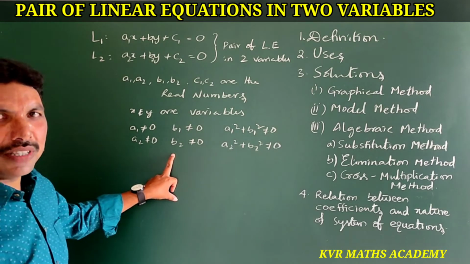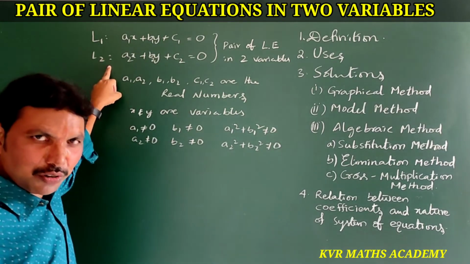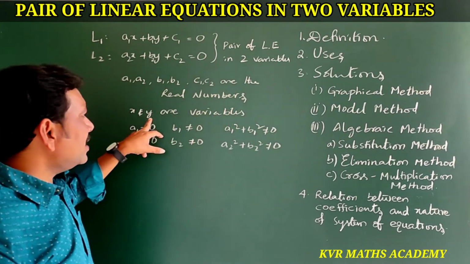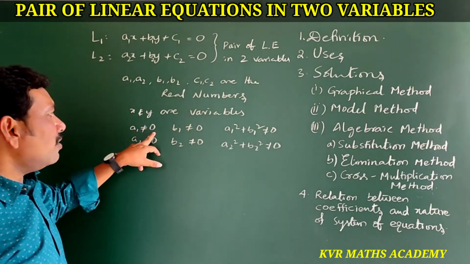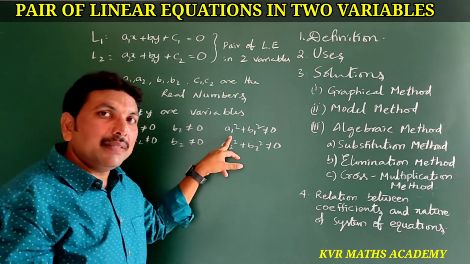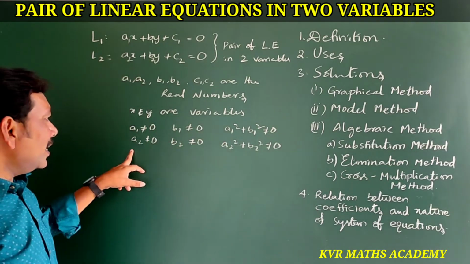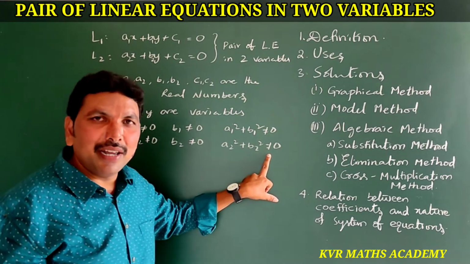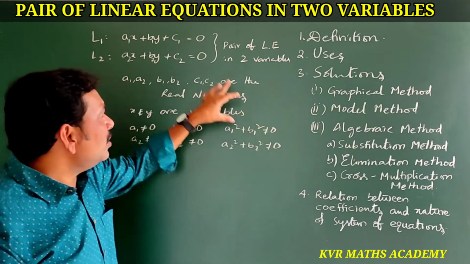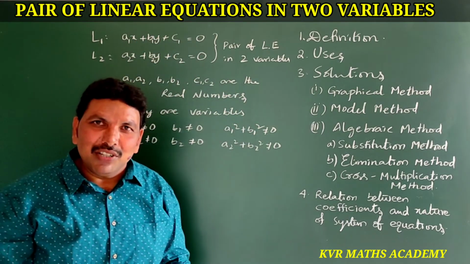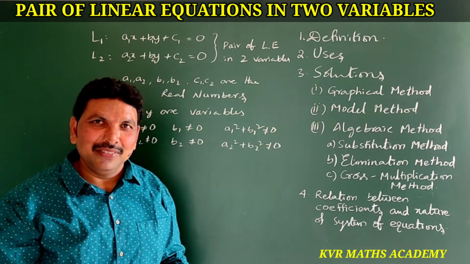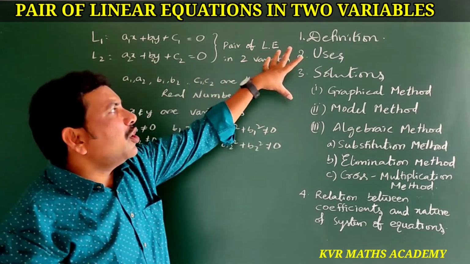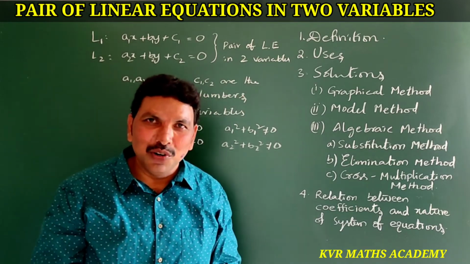What are the conditions applying for a pair of linear equations in two variables? a1, a2, b1, b2, c1, c2 are real numbers, x and y are variables, a not equal to 0, b not equal to 0, a1 square plus b1 square is not equal to 0, a2 not equal to 0, b2 not equal to 0, and a2 square plus b2 square is also not equal to 0. So these both are a pair of linear equations in two variables. Understood? So this is the introduction or definition of a pair of linear equations in two variables.